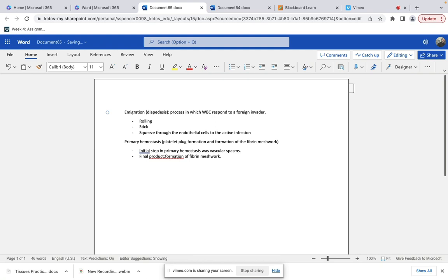Awesome. Fibrin meshwork is also known as fibrin threads. I don't want you guys to get confused. These are synonymous with each other.